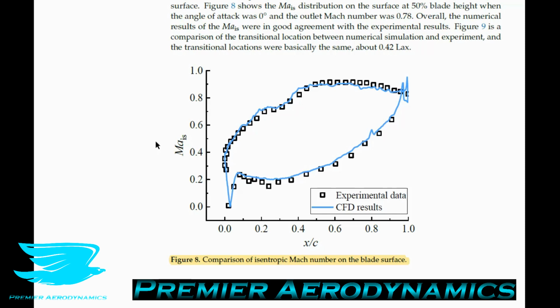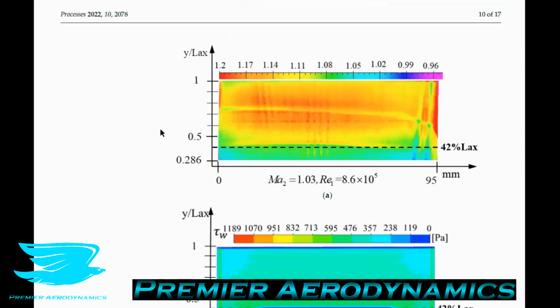In this case, it's very accurate. So they have their Mach number distribution over their airfoil, and it matches experiments very nicely. So we can say that this CFD is quite well validated. So that means we can trust it.